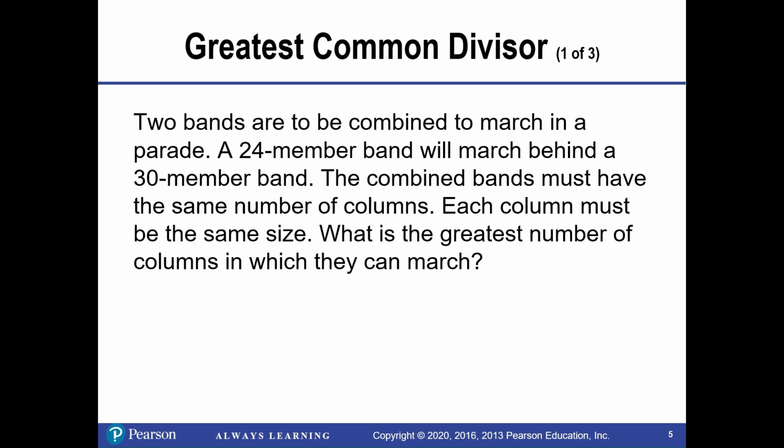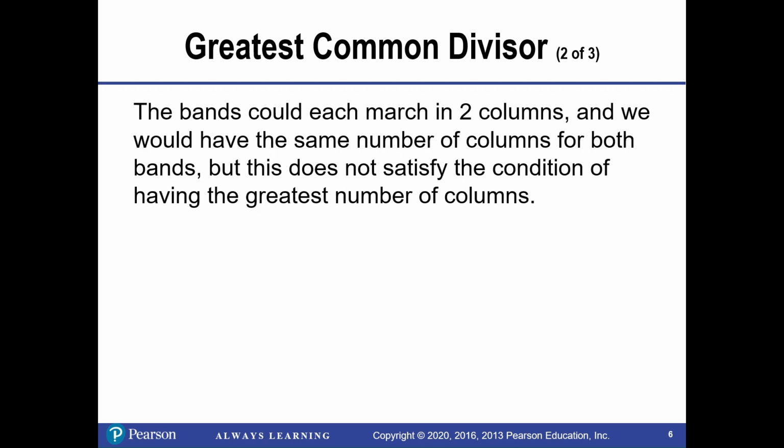All right, so to begin our discussion of greatest common divisor, I want you to consider this scenario where we have two bands that need to be combined to march together in a parade. So there's a 24-member band that's going to march behind a 30-member band. The combined bands have to have the same number of columns, and each column needs to be the same size. So what is the greatest number of columns in which they can march?